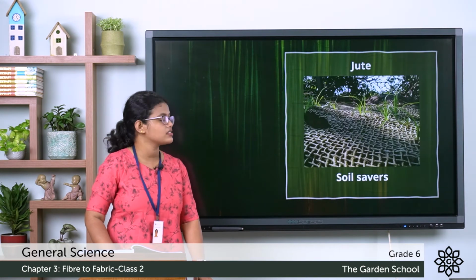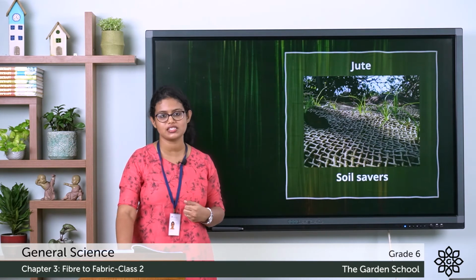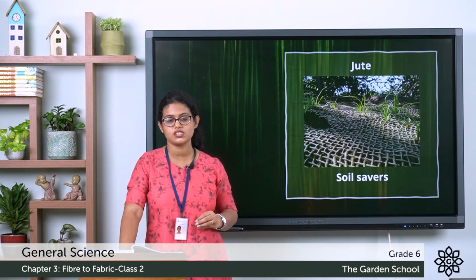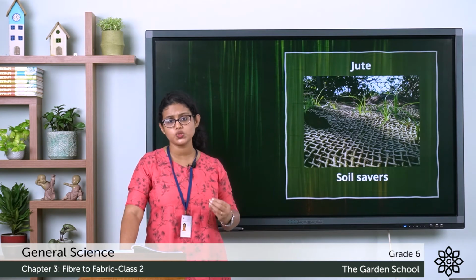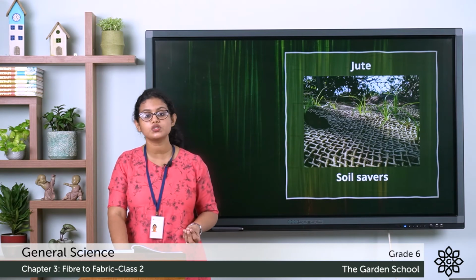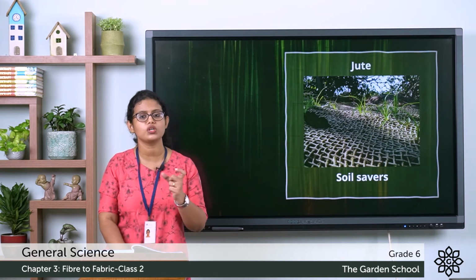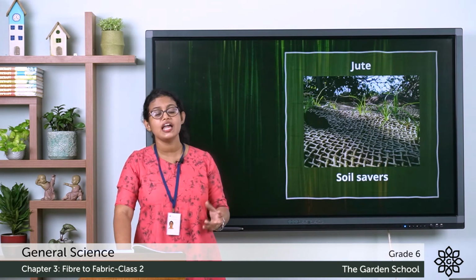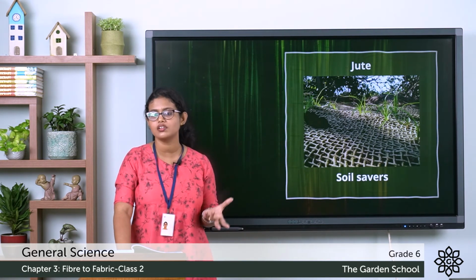The next is the jute mats, which are called soil savers. So do you know what is the use of these jute mats? So jute mats are used to cover barren land. So what is the meaning of barren land? A land without vegetation, a land where there are no plants growing.